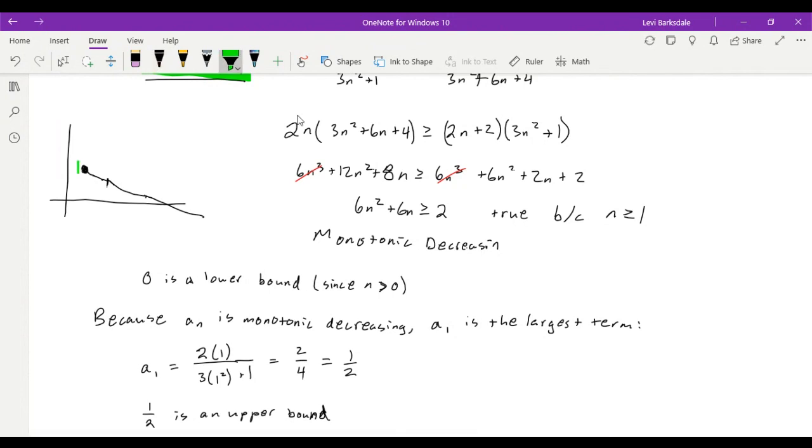That implies that this very first term, wherever we started, has to be our largest term, and we can say this is our upper bound. Every term in our sequence has to be below this line or equal to this line, so we can say that that is an upper bound.